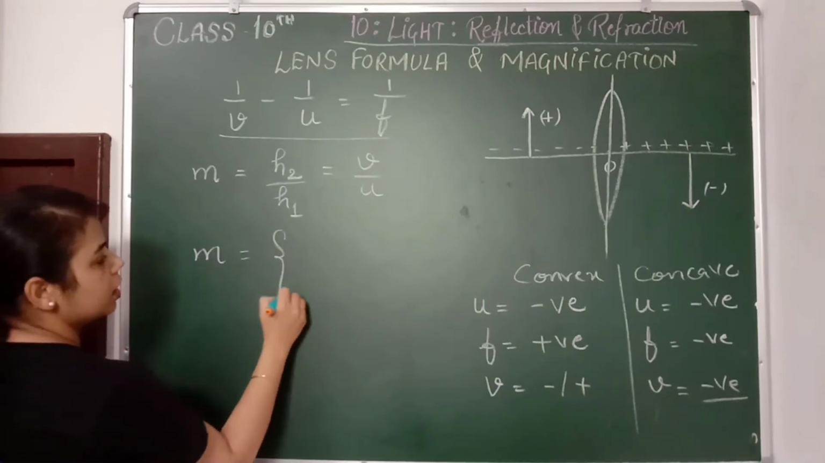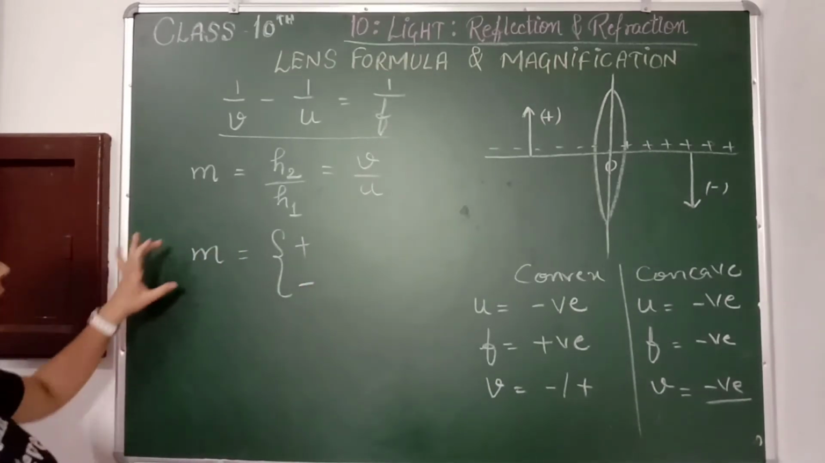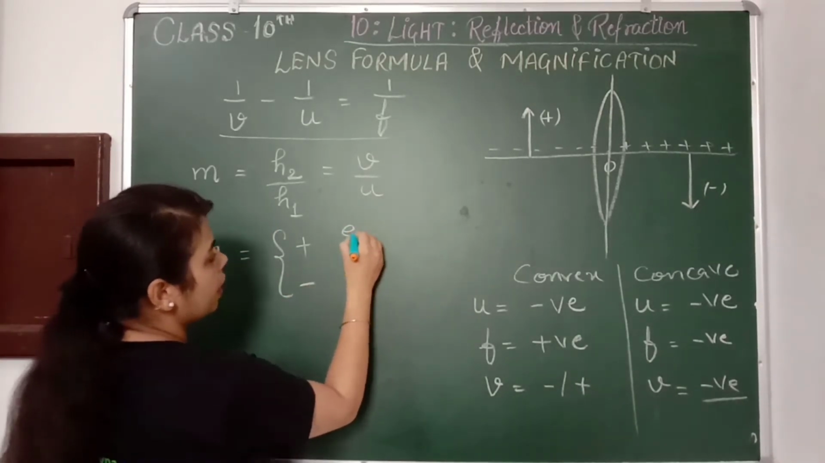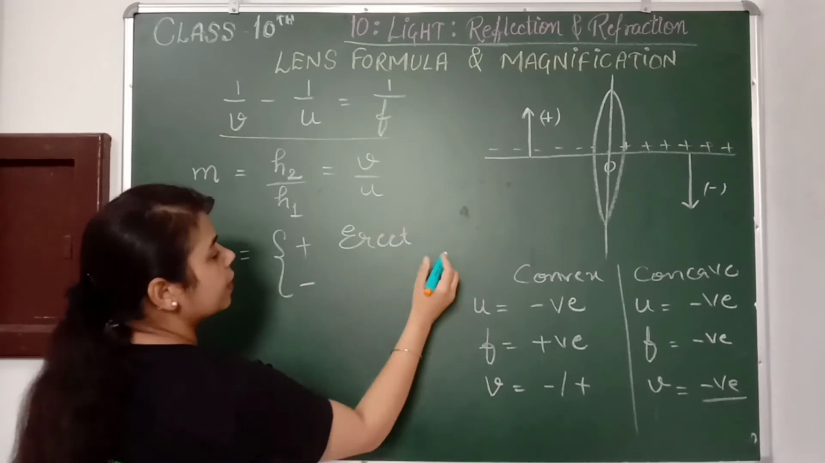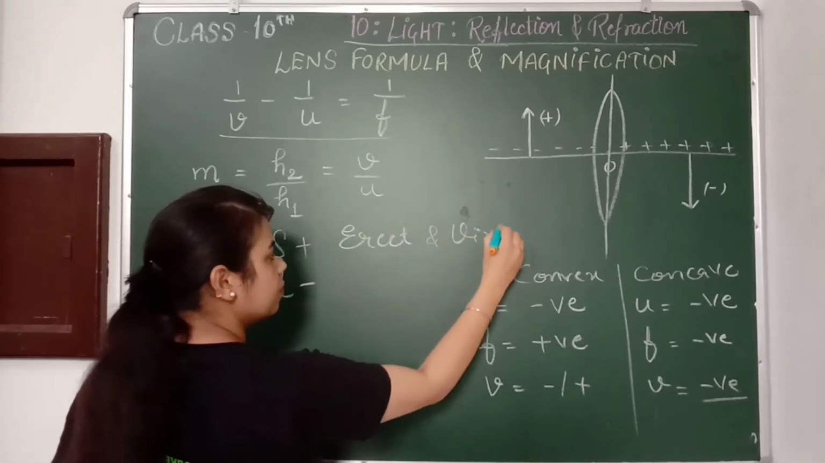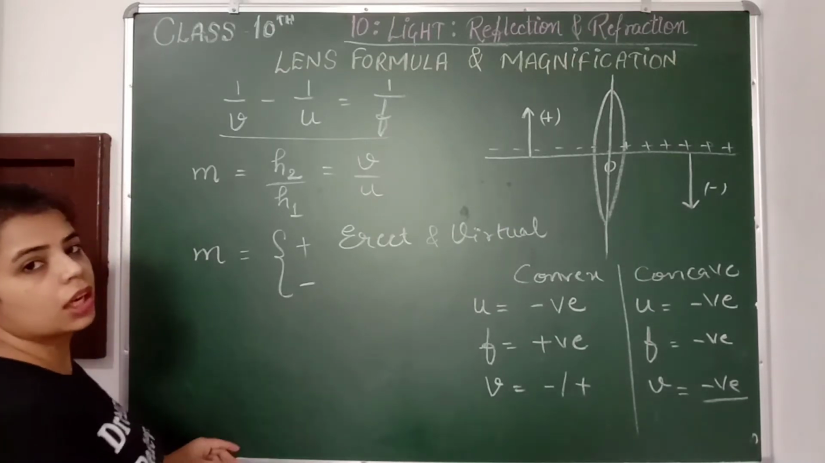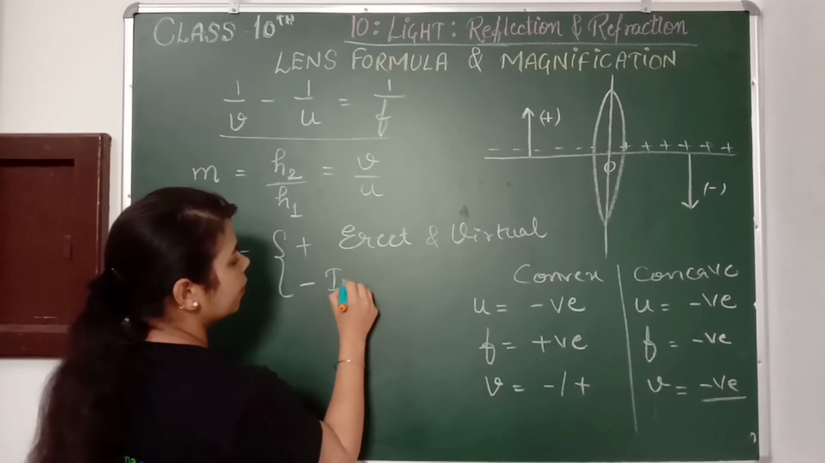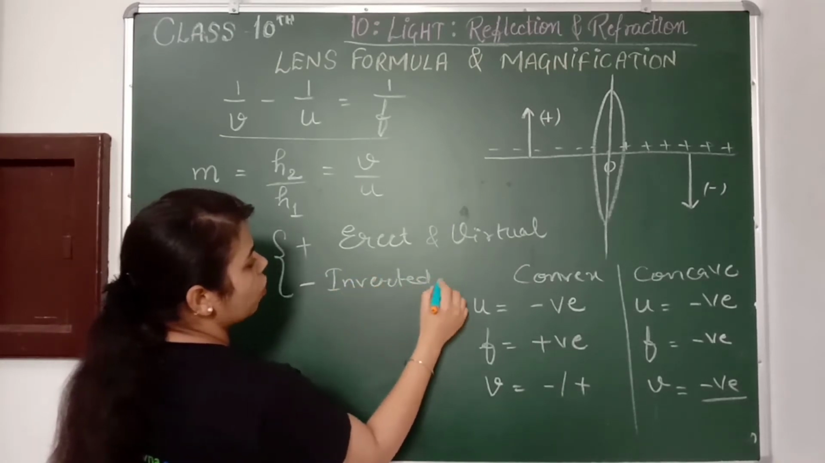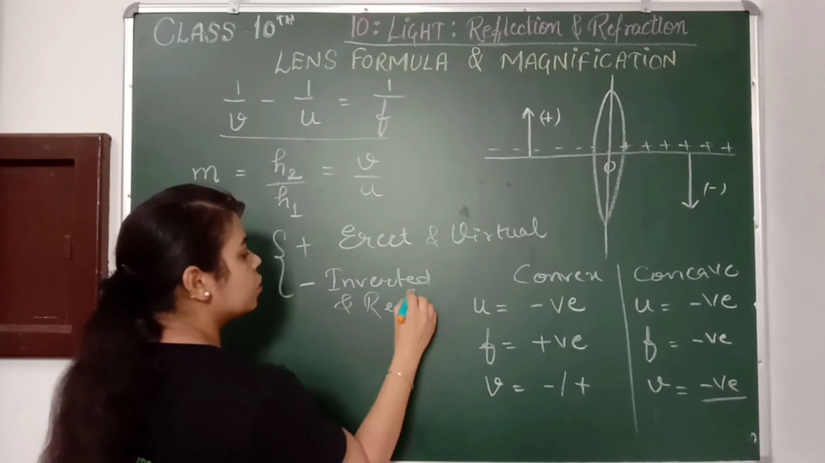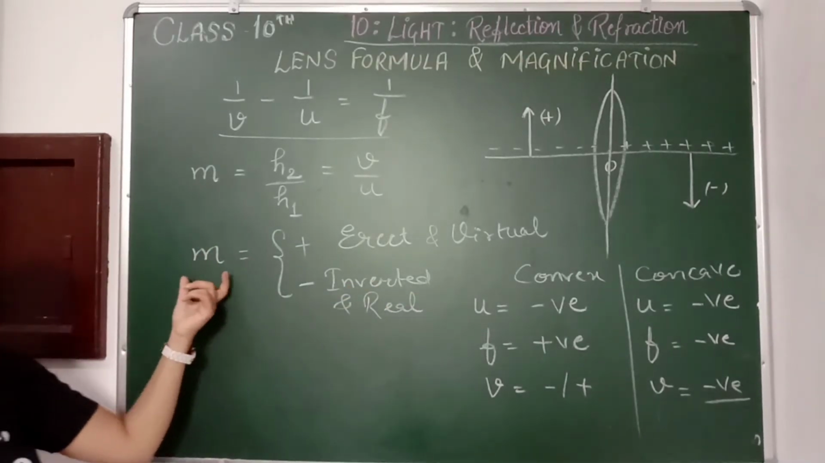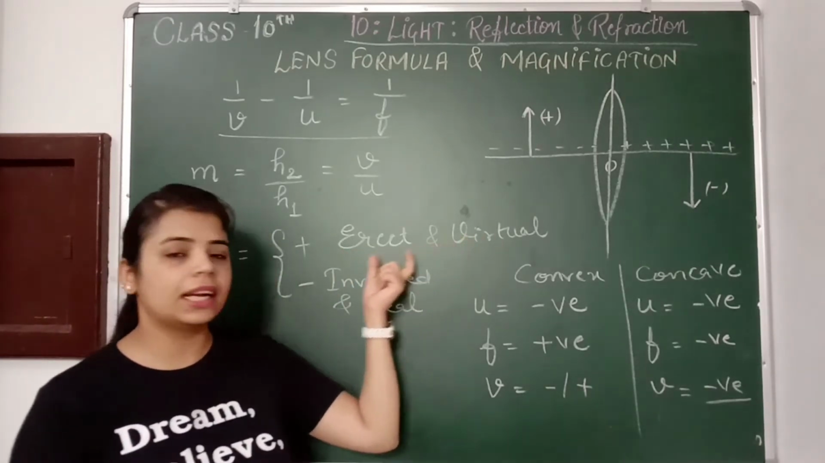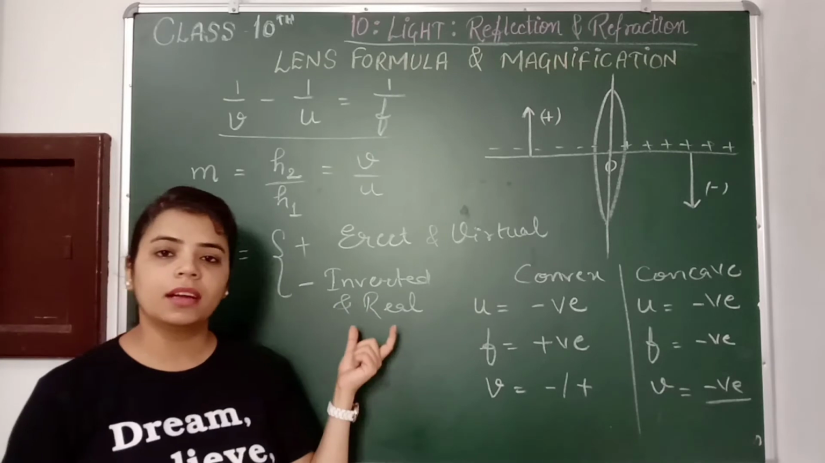Magnification can be positive or negative. If magnification comes out to be positive, then it says the image would be erect, and erect image would always be virtual. And if the magnification comes out to be negative, then it would mean the image is inverted, and inverted image is always real. So from the sign of magnification we can easily find the nature of image, that whether it is virtual and erect or it is inverted and real.